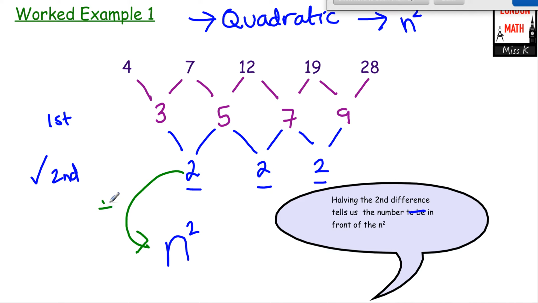So halving means to divide by 2. That reveals the number in front of the n squared. So in this case, in the formula, we're going to have a 1n squared. But then we're going to need to inspect what are going to be the other aspects of this formula. So let's have a look.